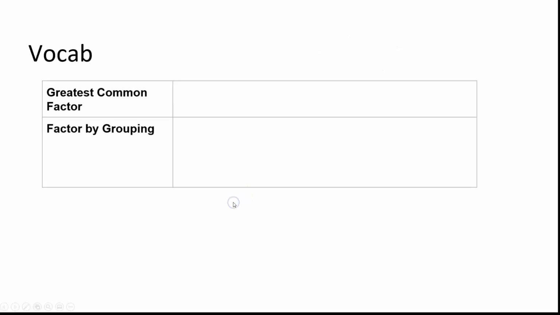Let's dive in. So we're going to start with some vocab here. We have our greatest common factor, which is the largest factor that all of our numbers share, whether that be a variable or a number or a combination of those.